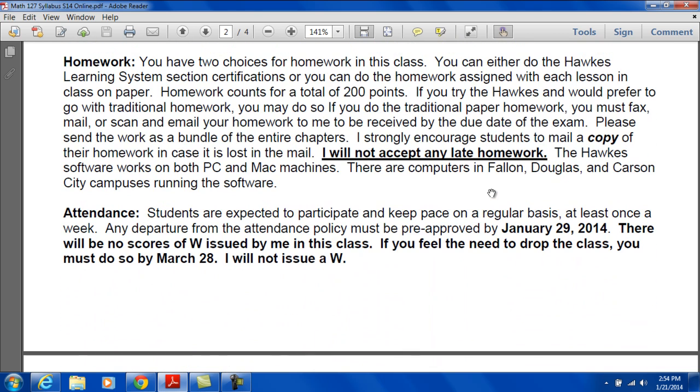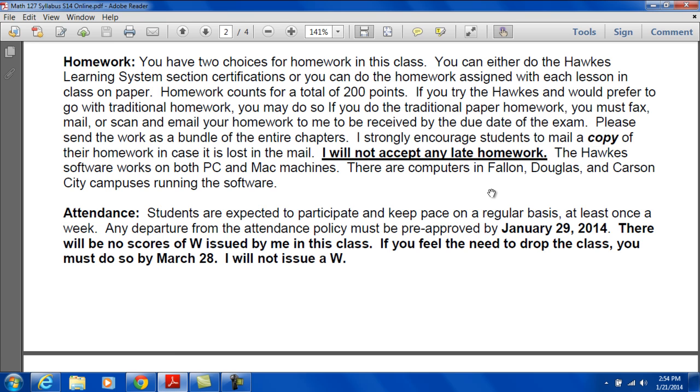Homework. You have 2 choices for homework in this class. You can either do the Hawks Learning System section certifications, or you can do the homework assigned with each lesson in the class on paper. Homework counts for a total of 200 points. If you try the Hawks and would prefer to go with traditional homework, you may do so.